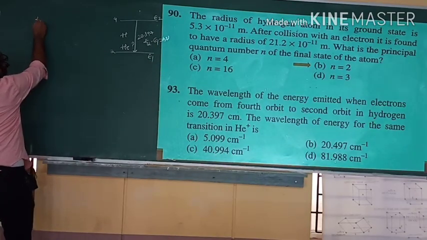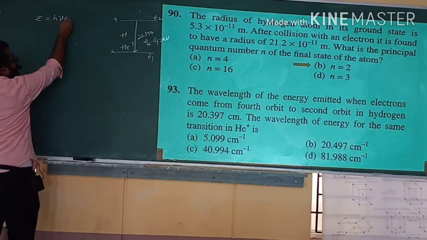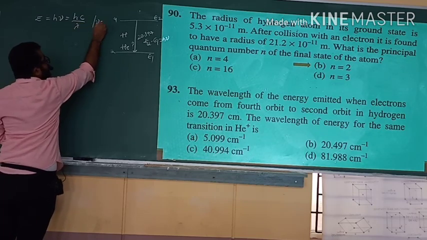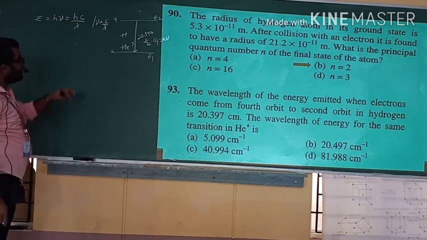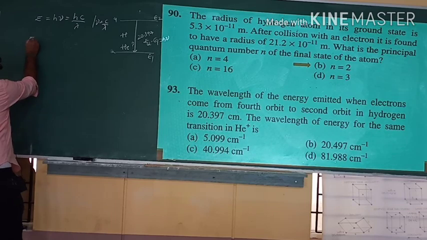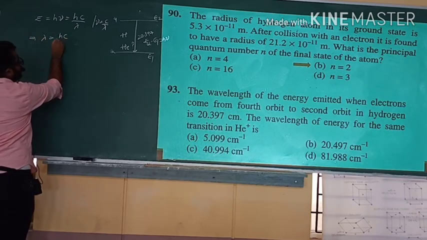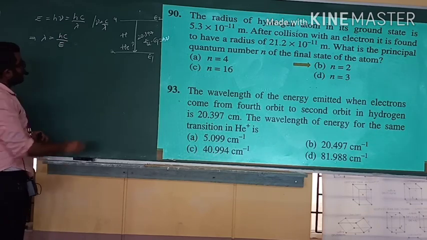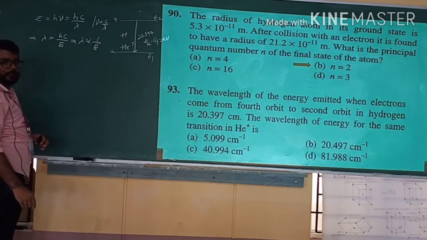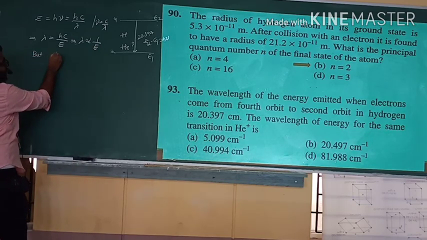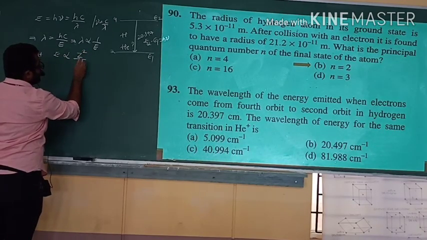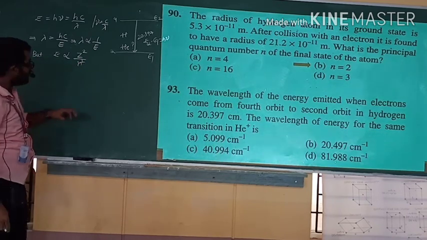So I can take the energy E is equal to hν. But ν is equal to c divided by lambda, since the relation between frequency and wavelength is c divided by lambda. So what I need is lambda. Lambda is equal to hc divided by E. h and c are constants, so lambda is proportional to 1 divided by E. But you know that E is proportional to z square divided by n square, the general equation.